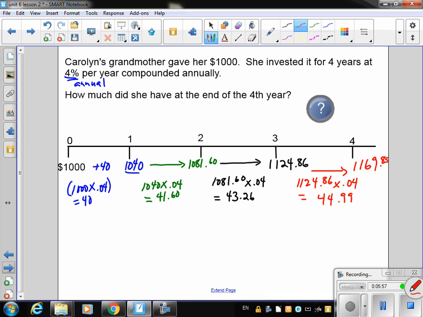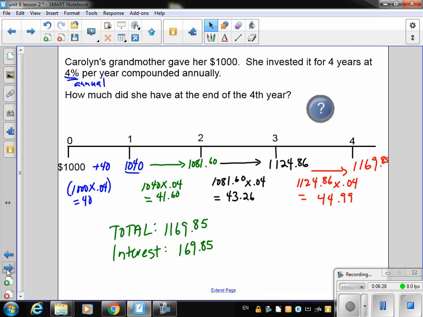$1,169.85. So Grandma invested $1,000, and what she ended up with in the end was $1,169.85. So the interest that Grandma earned on that money for doing absolutely nothing other than leaving it alone is $169.85. Not bad. But I tell you what the banker doesn't like is having to do the calculations year after year after year. Surely there's a formula that we can use.